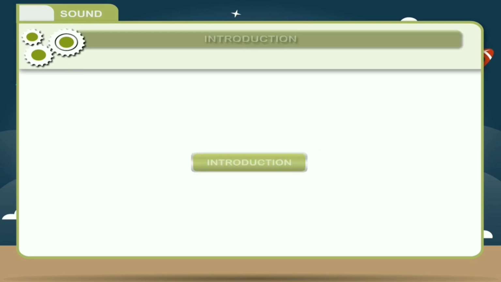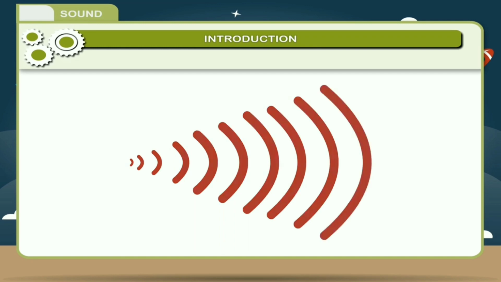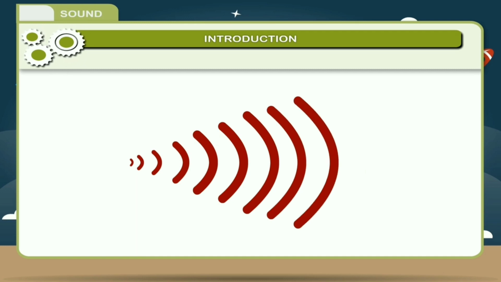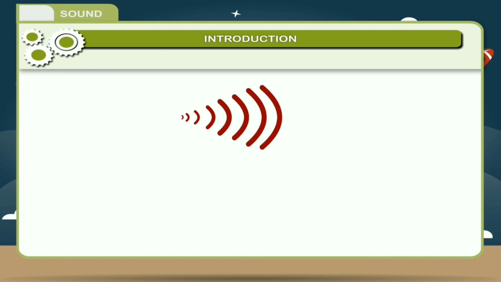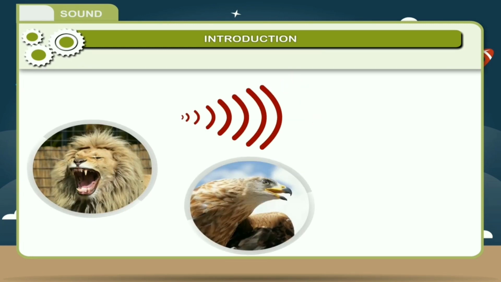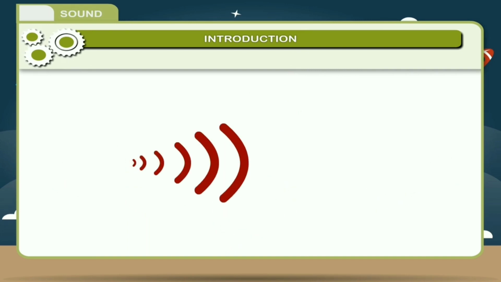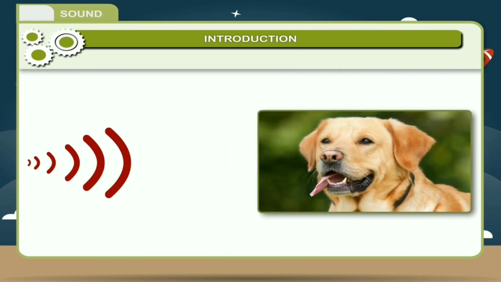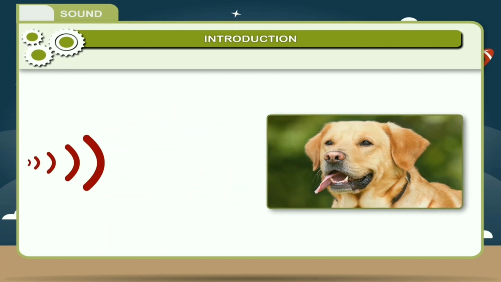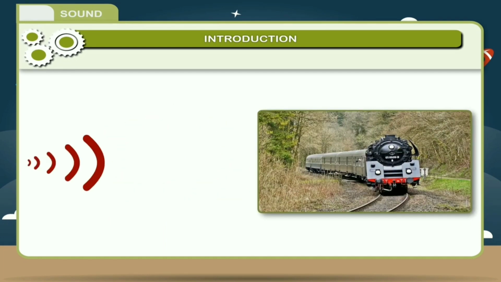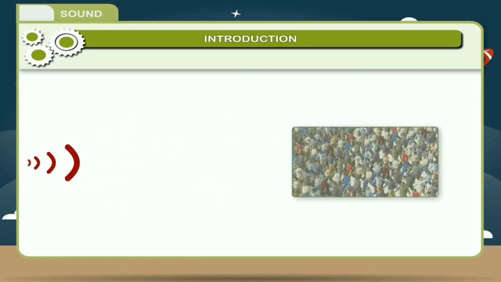Introduction. Sound is important to communicate with one another. In our daily life, we hear different kinds of sound like the sound of animals, birds, and of different human beings. All the sounds are different, some easily recognizable. Examples are the bark of a dog and the sound of the whistle of trains. Different persons have different types of sounds.